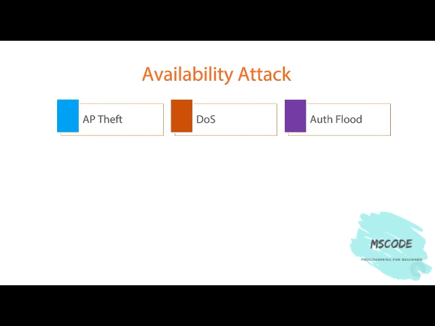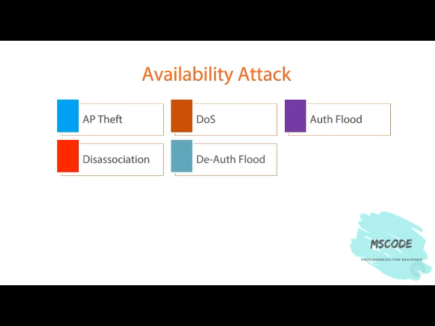Another type of availability attack would be a disassociation attack. This is where we basically go and just totally destroy the connection between the client and the access point and make the access point totally unavailable. Another type would be a deauthentication flood. This is where we flood clients instead of the access point with forged deauthentication or disassociation frames to disconnect them from the access point. Another type is ARP poisoning.